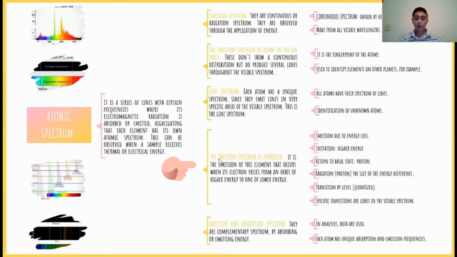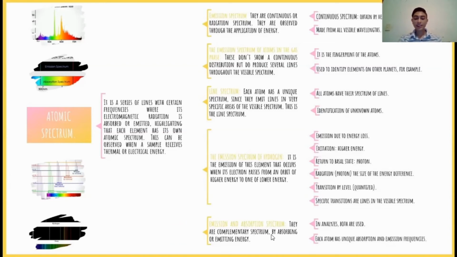Main idea number four, the emission spectrum of hydrogen. It is the emission of this element that occurs when its electron passes from an orbit of higher energy to one of lower energy. This process is emission due to energy loss: excitation to higher energy, return to basal state, photon radiation, the size of the energy difference, transition by quantized level, and specific transitions are lines in the visible spectrum. Finally, main idea number five, emission and absorption spectrum.